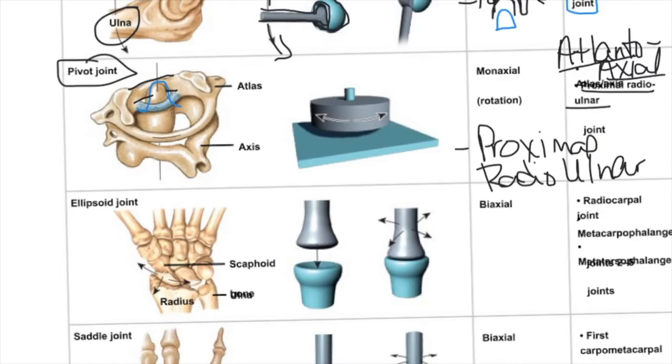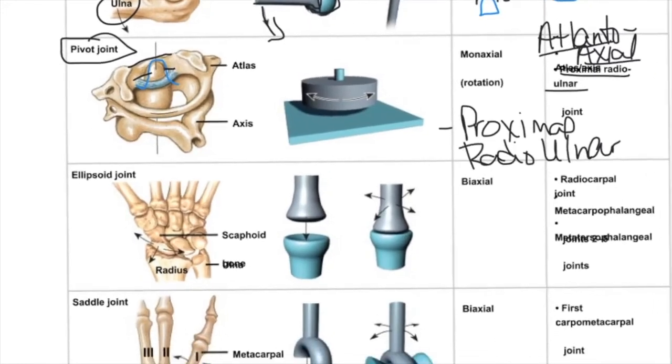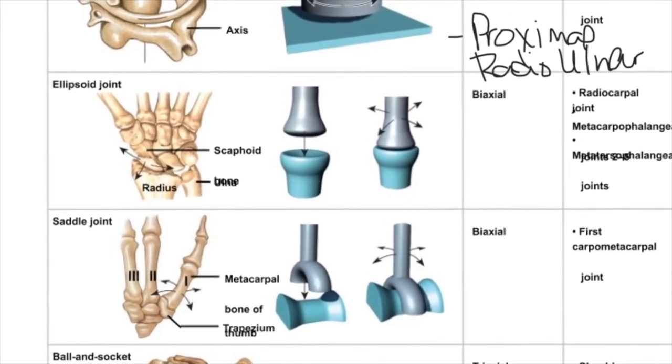Then we have this next one, which is called the condylar joint. The condylar joint is a very shallow ball and socket. So it's going to have more motion than just a hinge joint or a pivot joint. It's going to have a little bit more motion.